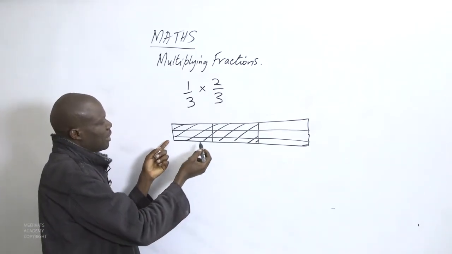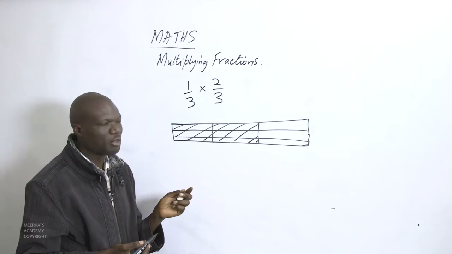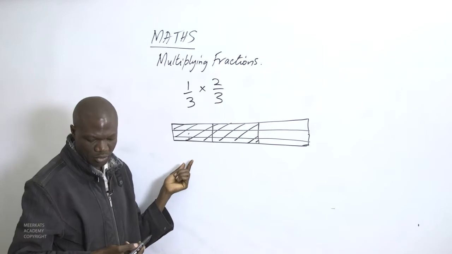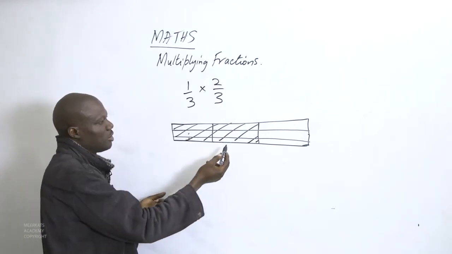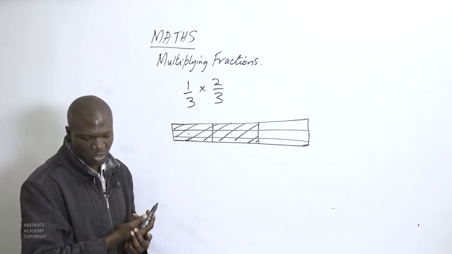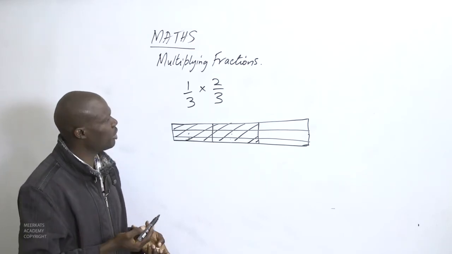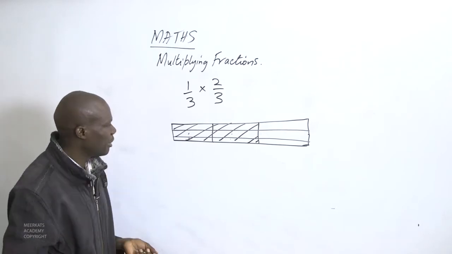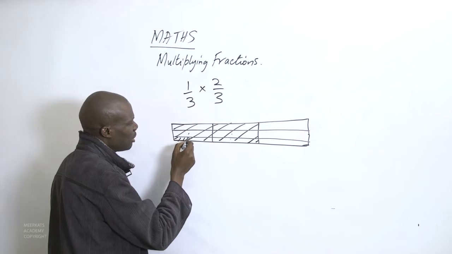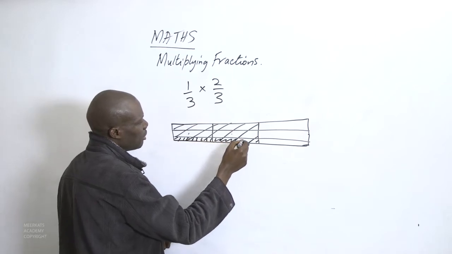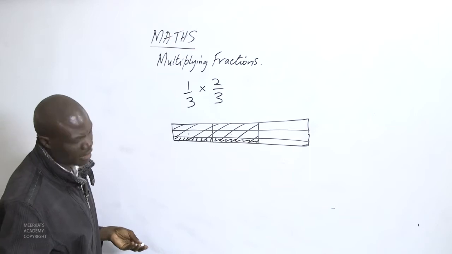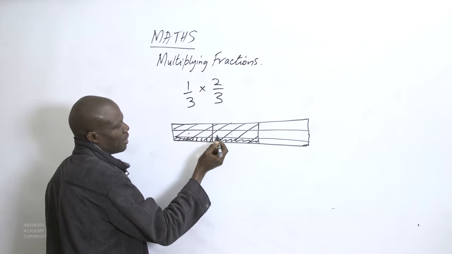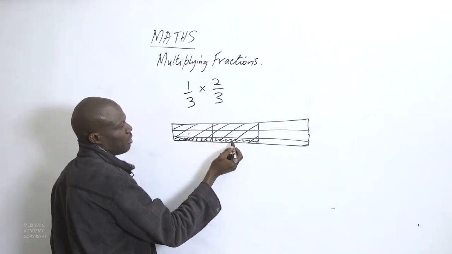You'll notice that this box, its 2 thirds is this 2. And this other box, its 2 thirds is this 2. So when you multiply a third of 2 thirds, we end up getting the shaded part. This is a third of one of the thirds, and then a third of another third, so we have got a third of the 2 thirds.